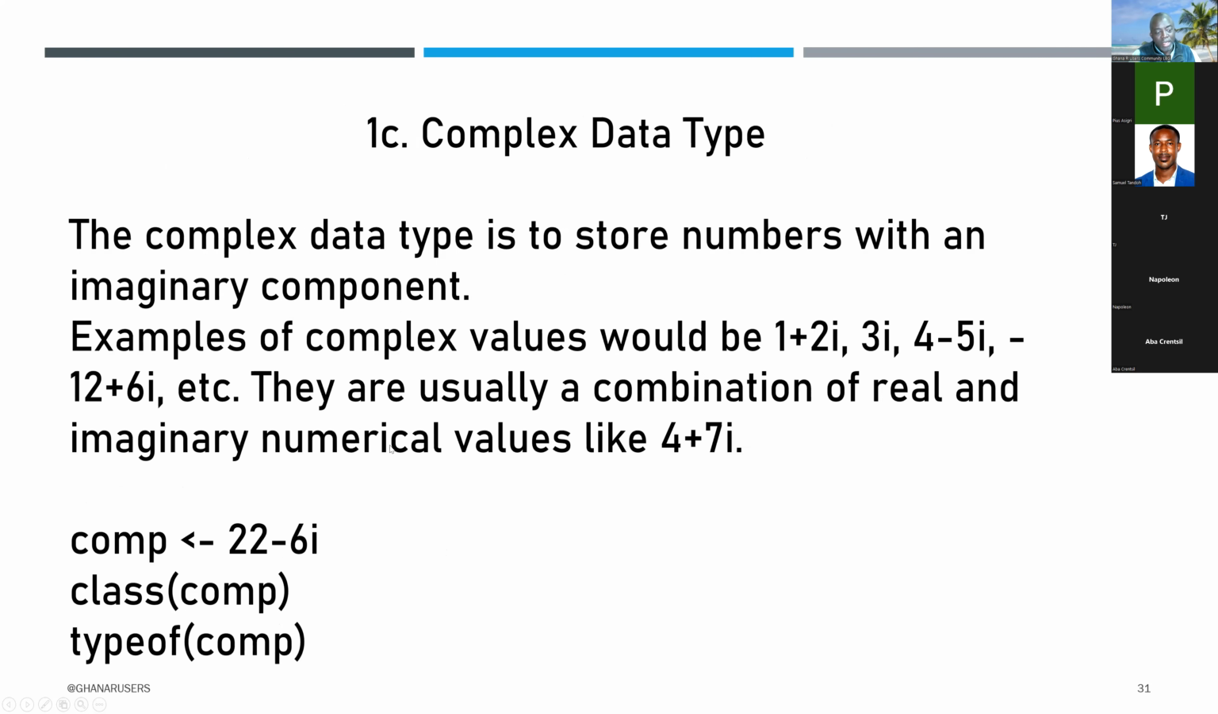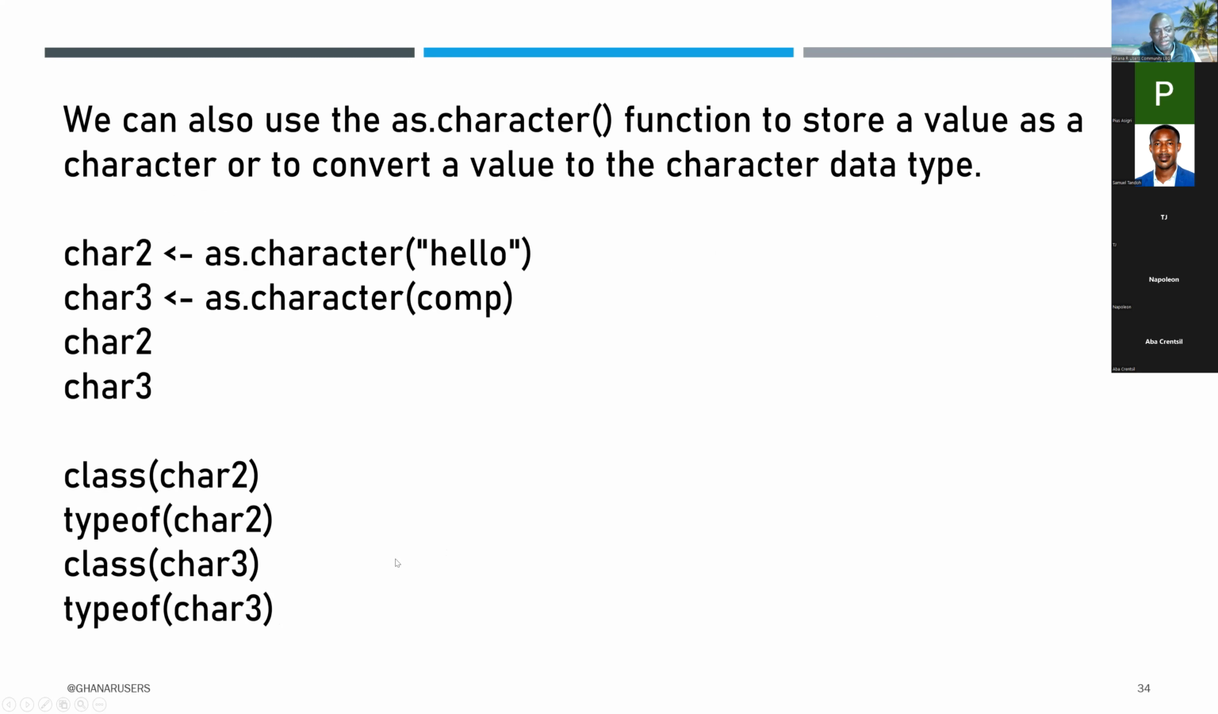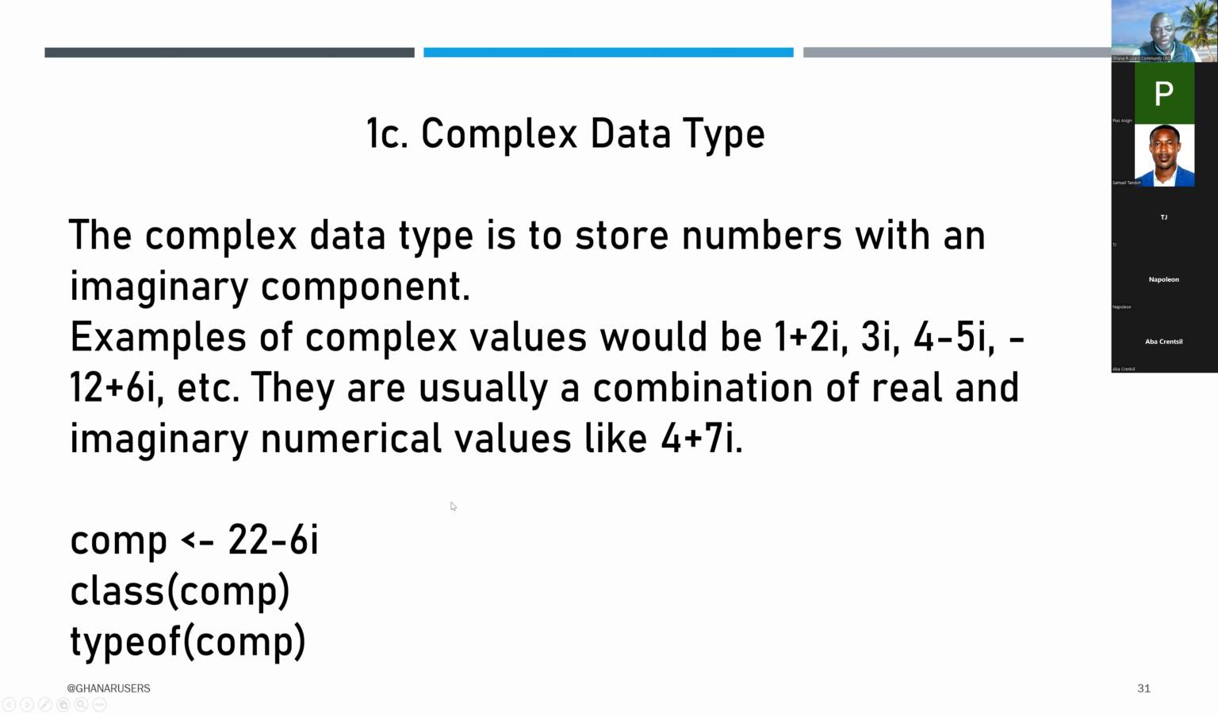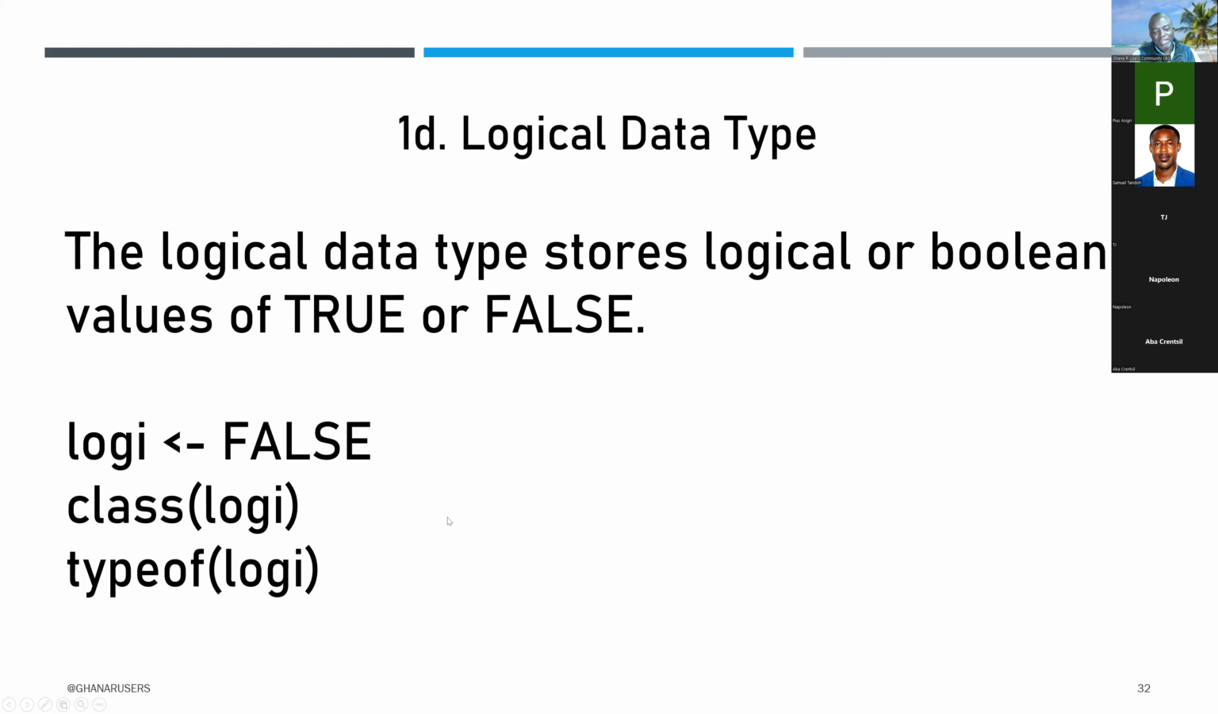Good. And here we created comp. This is a complex number, comp 22 minus 6i. Now, how to create it as a character? Look at what is going to happen. You just say as character comp, and then it turns out to become a character number. Here you don't need to put the inverted commas. Why? Because comp is already an object in R. False is already an object in R. The things you don't put quotes around are already objects in R.